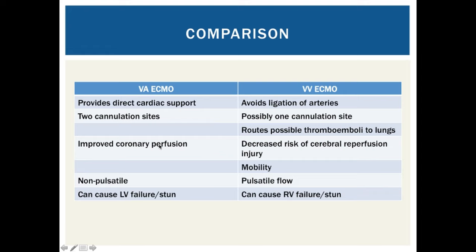So in VA ECMO, you do have improved coronary perfusion. In VV ECMO, you have decreased risk of cerebral reperfusion injury. We won't go over that, but that's why there's no cerebral reperfusion injury, something you can get really only with VA ECMO. The nice thing about VV ECMO is if you have one of these one cannulation sites, this kind of dual catheter, people can get up and walk around. They're not bedbound, which is nice. VA ECMO is non-pulsatile, VV is pulsatile. VA ECMO causes left ventricular failure and stun, whereas VV ECMO can cause the same thing on the right side.